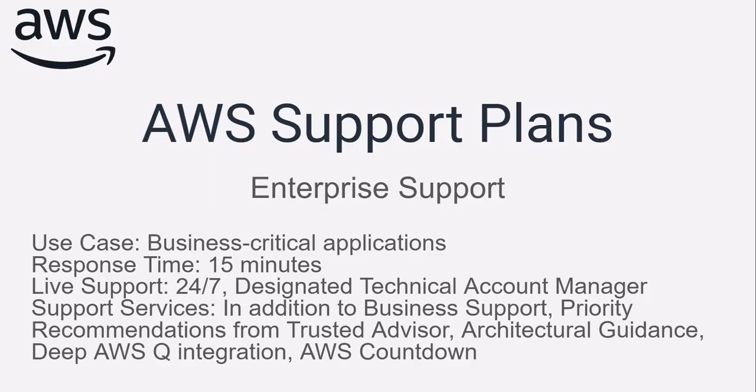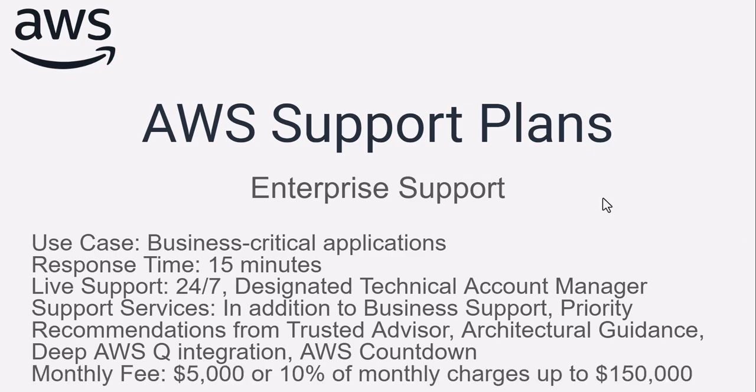And then Enterprise Support does also include AWS Countdown. What that service is, let's say you have an application you're getting ready to roll out. They'll have dedicated people to help you get that rolled out. And then when it is rolled out, they have people on standby to help you with that. Fee on this one is $5,000 or 10% of your monthly spend up to $150,000. Same with the other plans, it's $5,000 or this other 10% monthly charge, whichever one is higher. And then like the other ones as well, once you get above $150,000 on your spend, the percentage of what they charge you for support goes down.